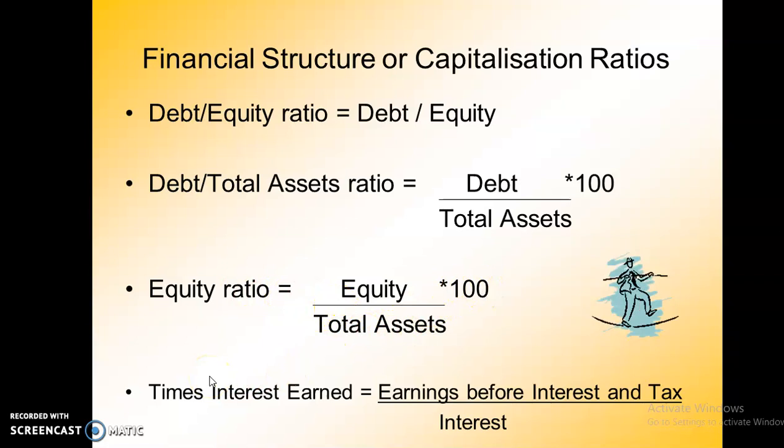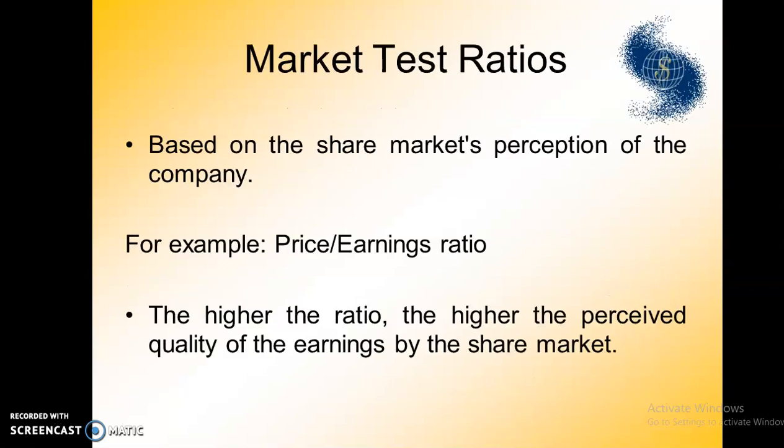The most important ratio used by banks and financial institutions for providing loans to companies is known as interest coverage ratio or times interest earned ratio. Let's look into the formula: earnings before interest and tax divided by interest, that's known as interest coverage ratio. This ratio tells about how efficient the firm is in meeting the interest payment. So that ratio is known as interest coverage ratio.